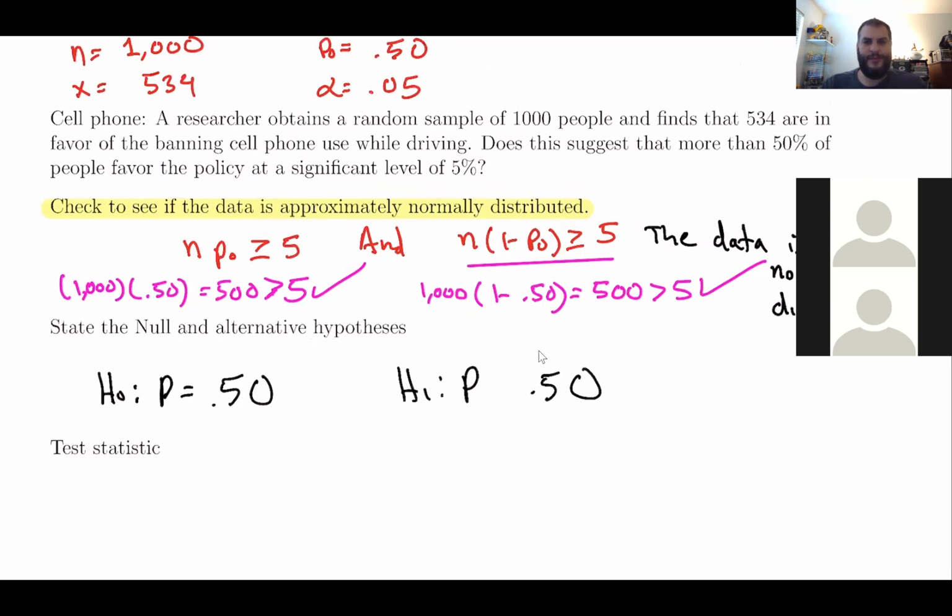But what are they trying to prove? Are they trying to prove that it's more than 50%, less than 50%, or just not equal to 50%? More. Yeah, more. So since we're trying to prove that it's more than 50%, you put greater than. Any questions so far on how I got more than?